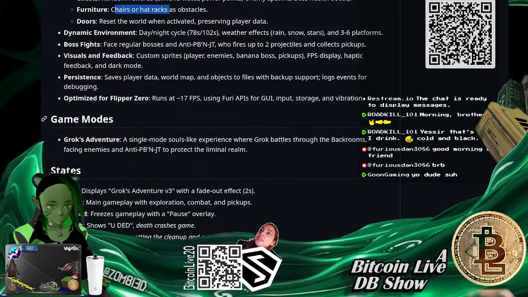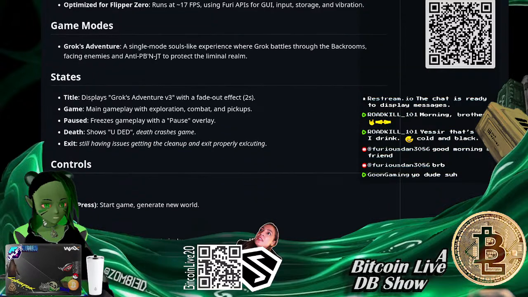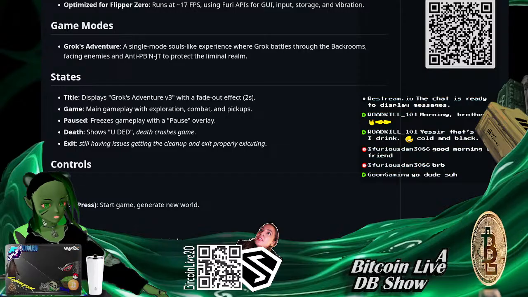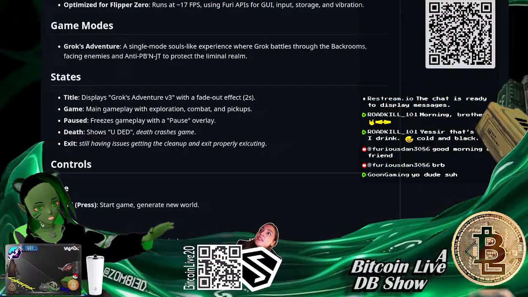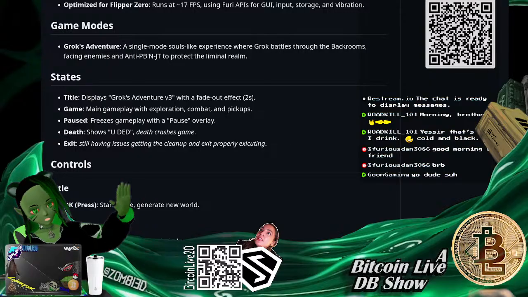Optimized for Zero, it runs at about 17 frames per second. It uses Fury APIs and the GUI, input, storage, and vibration modes. You turn it on, it starts, you play, you go. Like you see here, it's got a title screen, the fade-out effect, the main gameplay, it can pause, it's got a death screen, and it exits. And that's all it does.